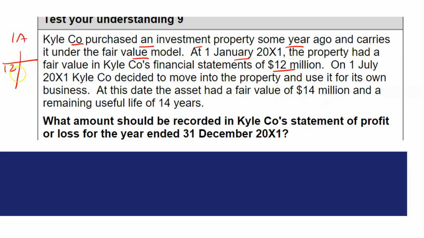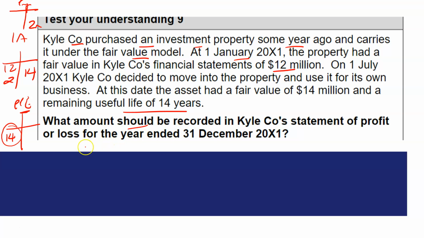So if he's going to move it from here into PPE, the first thing he needs to do is revalue it. That's 2 million. But because it's an investment property, we can recognize the profit straight away of 2 million. So we can now derecognize this and put it in PPE, and now it's an owner-occupied property. It has a remaining useful life of 14 years, so I will depreciate this PPE over the next 14 years, because that's how we do things in PPE, isn't it? We depreciate every year.